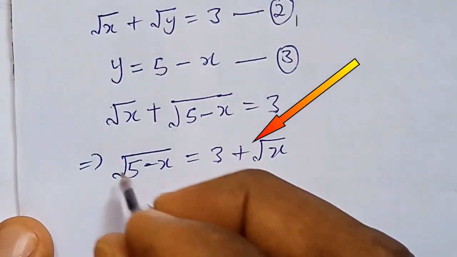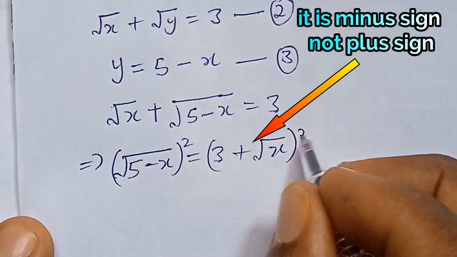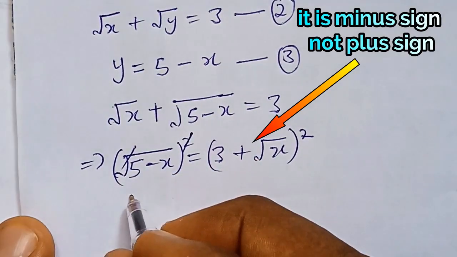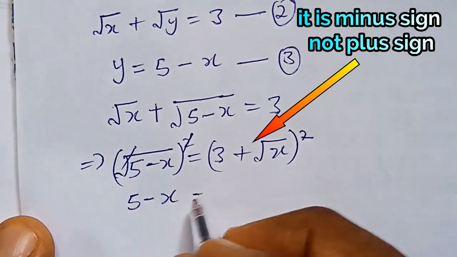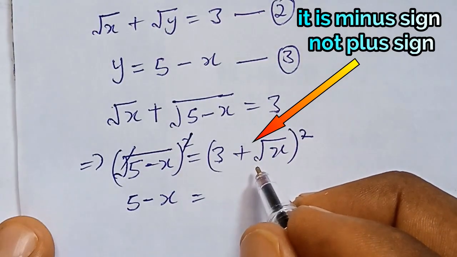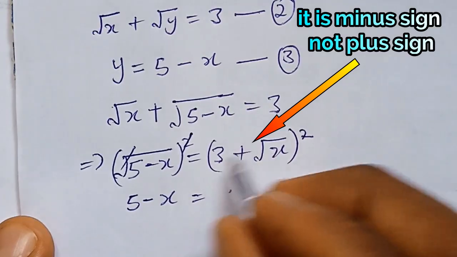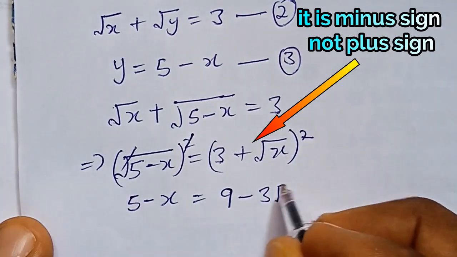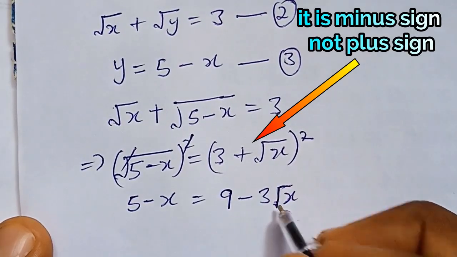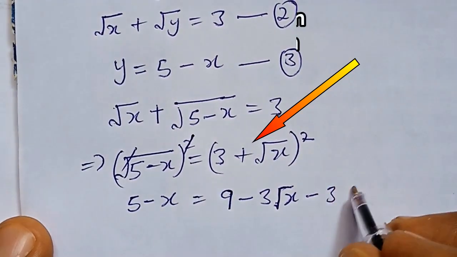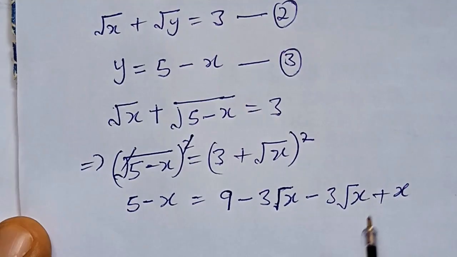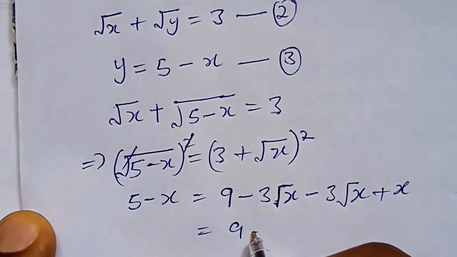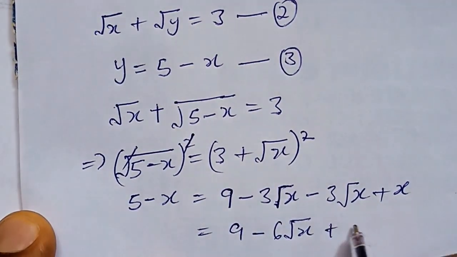From here we square both sides. The square cancels the square roots. So we have 5 minus x equal to, then we expand the right hand side. If we expand this, we are going to arrive at 9 minus 3 square root of x minus 3 square root of x plus x, and this can simply be written as 9 minus 6 square root of x plus x.